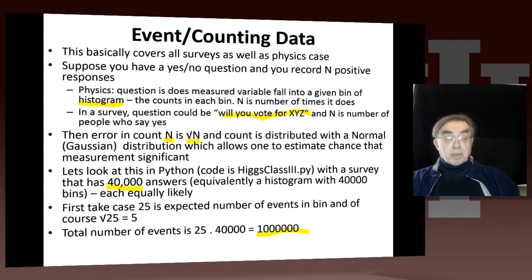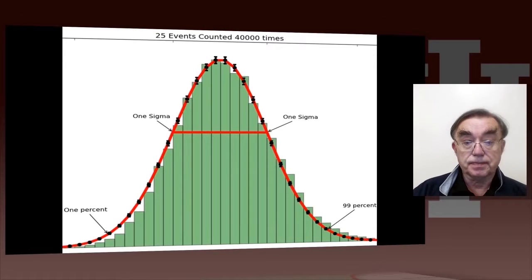We will do that by generating 1 million events and dividing them into 40,000 different bins, and we will plot the number of events in each bin. We will find an answer that has a mean of 25 and an error, which is the square root of 25, which is 5. And the next few slides will tell us how to do that. So this gives you a histogram, shown here for 25 events counted 40,000 times.